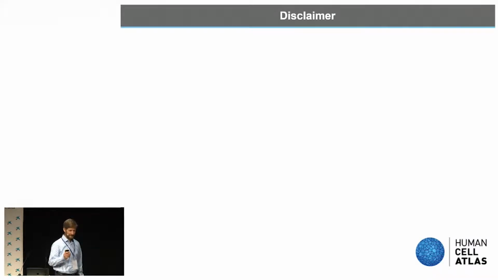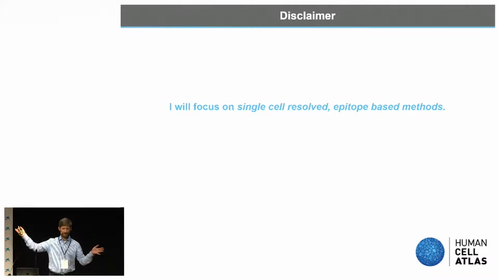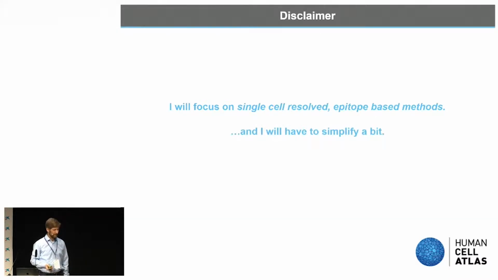So here's a quick disclaimer before I'm actually getting started to talk about these different methods. First, I will only focus on single-cell resolved epitope-based methods. There's an enormous field of mass spec-based imaging, directly looking at proteins, lipids, and so on and so forth. But for the sake of time, I cannot talk about this. And also, I will go through many methods, so I will have to simplify a bit. And also, at the moment, it's an exciting field. There's a lot going on, and so I really try to be fair and balanced.